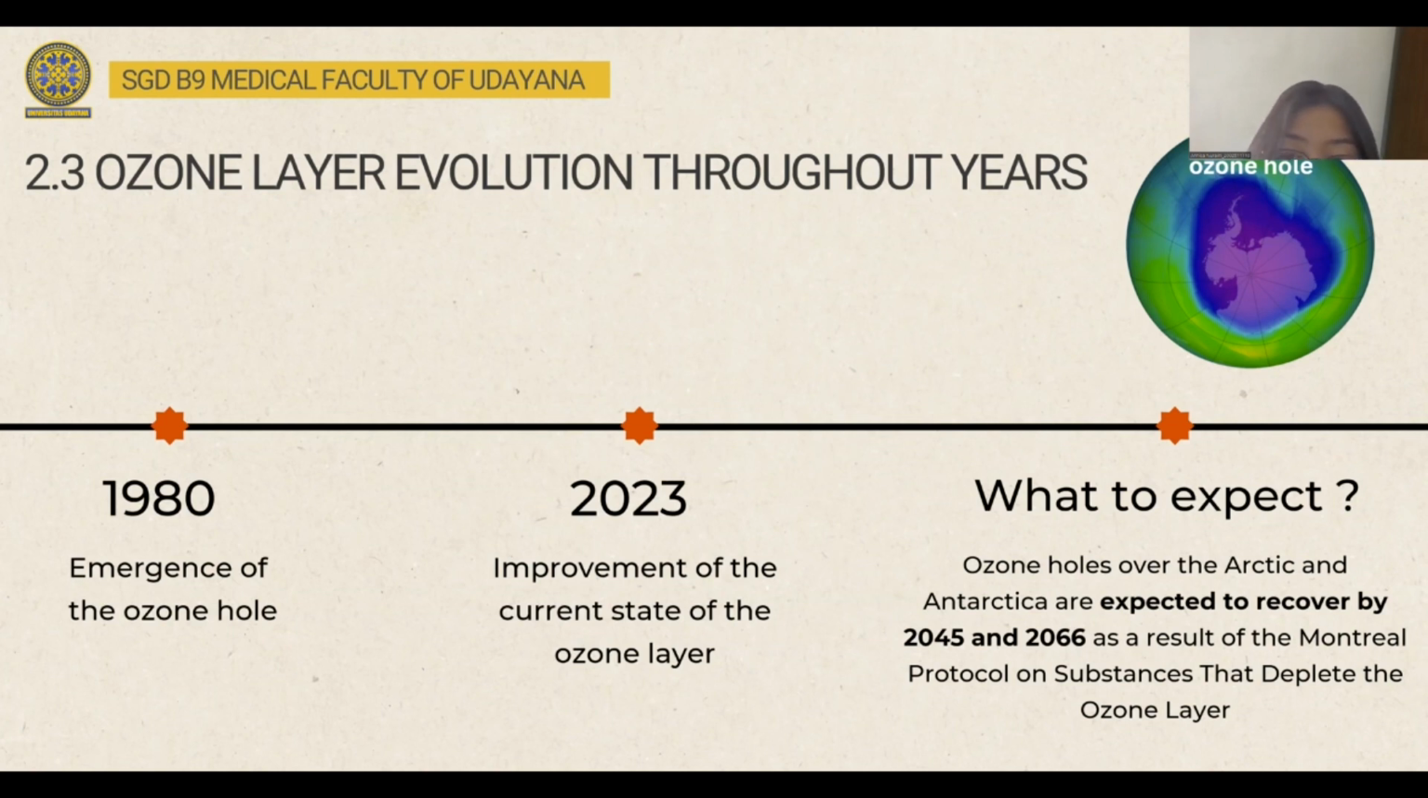Research says that ozone holes over the Arctic and Antarctica are expected to recover by 2045 and 2066 as a result of the Montreal Protocol on substances that deplete the ozone layer. The main objective of the Montreal Protocol is to indirectly decrease the release of CFCs and other ozone-depleting substances by regulating their manufacturing and use.